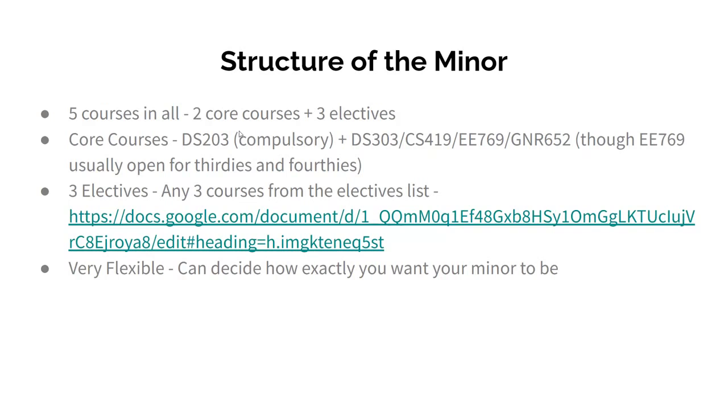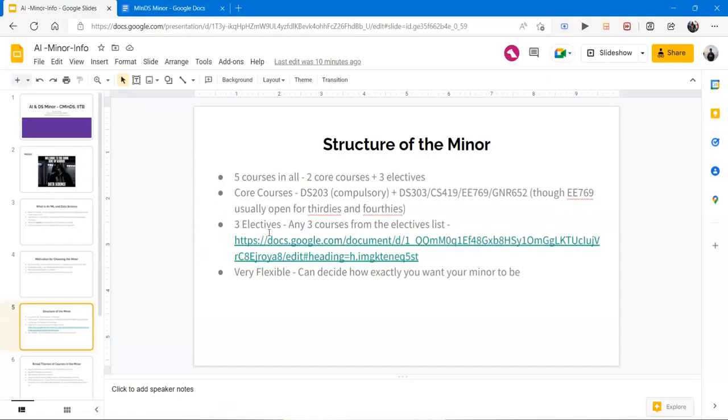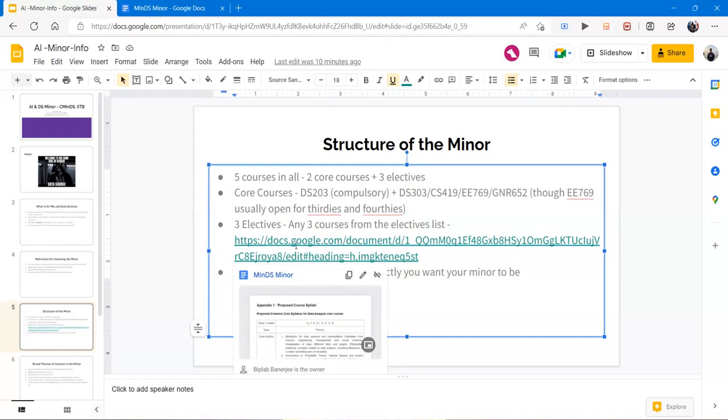Of course, broadly, DS203 is not about machine learning. It's more about the tools and technologies used in machine learning rather than machine learning theory itself. So if you're planning to take DS203 to learn more about machine learning, you'll be sort of disappointed, because DS303 and these courses are much more about machine learning than DS203. Also, you need to take 3 electives from this course basket.